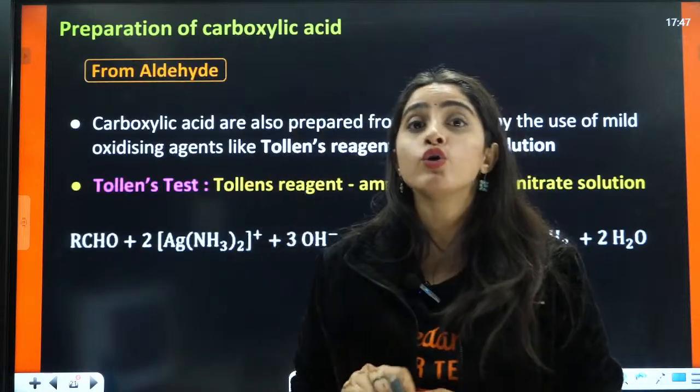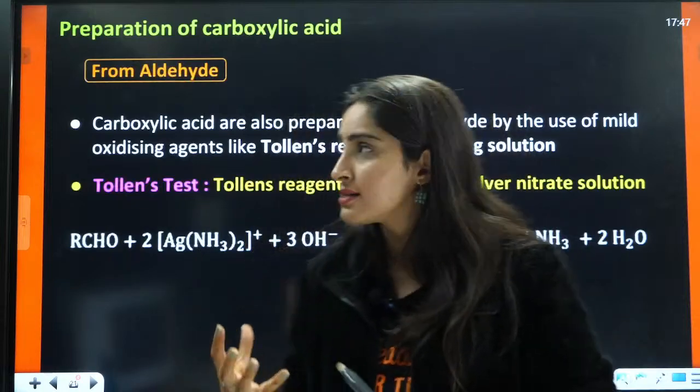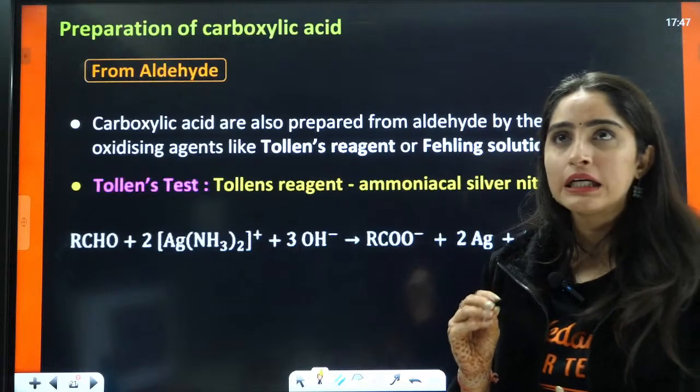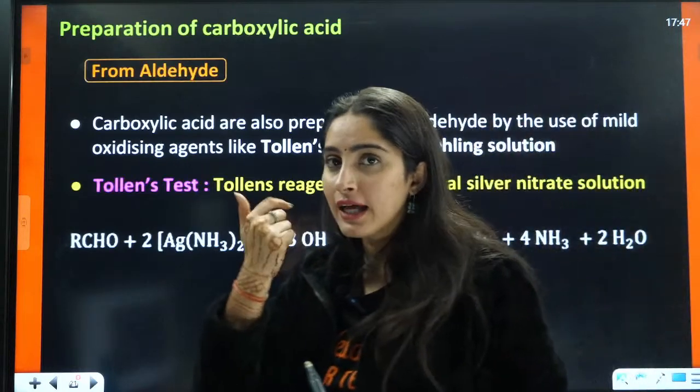Then the second part is, this was the first, the second is from aldehydes. So if you want to form carboxylic acids from aldehydes, what you are going to do, right? So aldehydes, have we done this before?